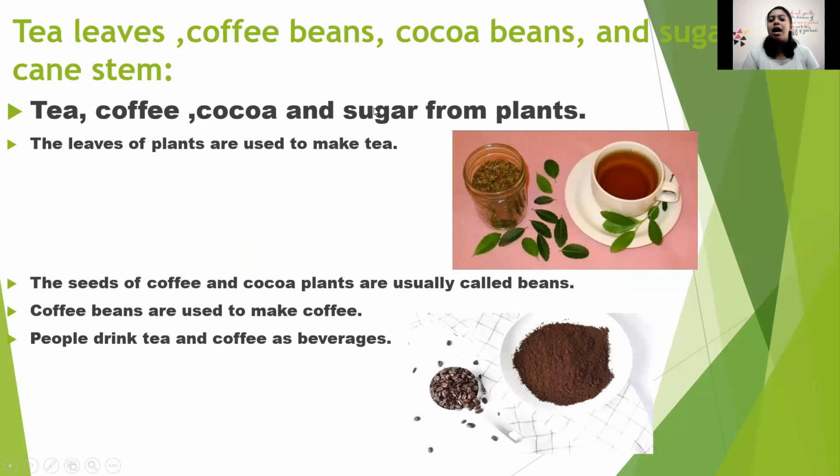Tea, coffee, cocoa, and sugar are from plants. The tea leaves of plants are used to make tea. So we use the tea leaves and we make tea out of them. Then the seeds of coffee and cocoa plants are usually called beans. We make coffee out of the coffee beans, and obviously we make chocolate out of the cocoa beans, like we all know. People drink tea and coffee as beverages, as hot drinks.